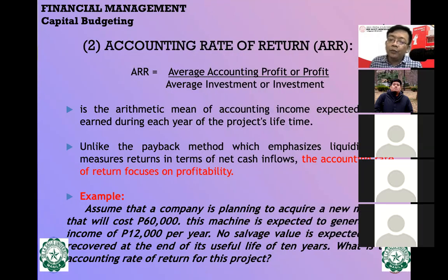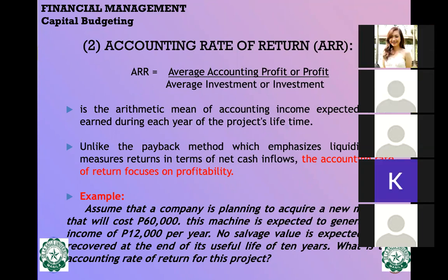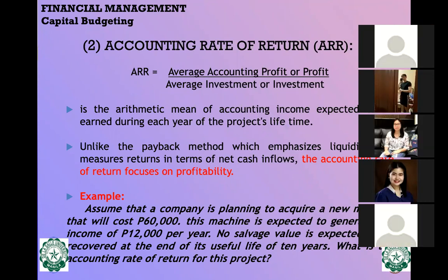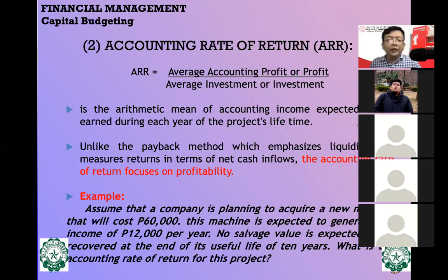Any question about payback period? Naintindihan ba? Although na-discuss natin yan last meeting. Any question? Thumbs up if no question, or very clear about the accounting rate of return. All right, very good. Thank you. All right. Next naman is all about accounting rate of return or ARR.